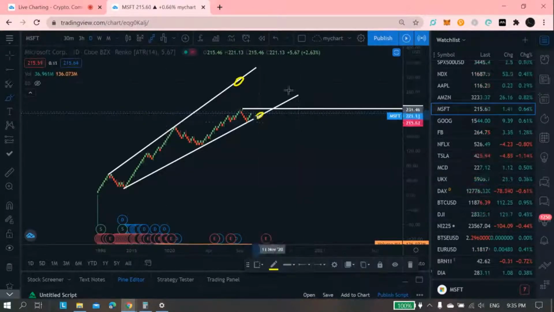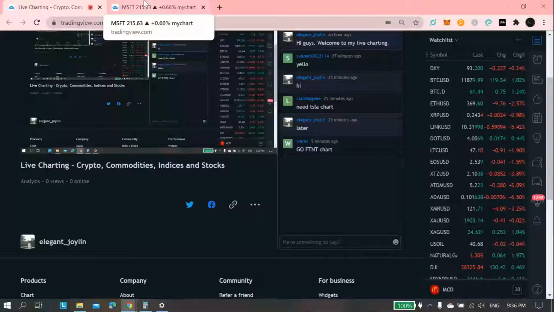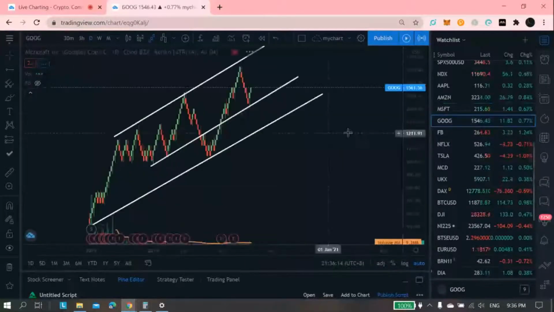So I think that's it. The possible earnings per share is around 1.54. So 8 days from now, let's see how it goes for the chart. So next is Google.